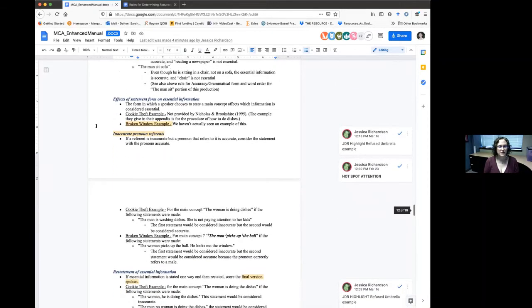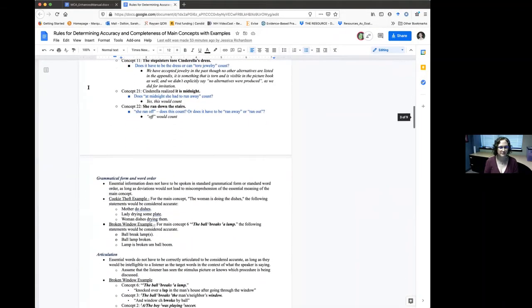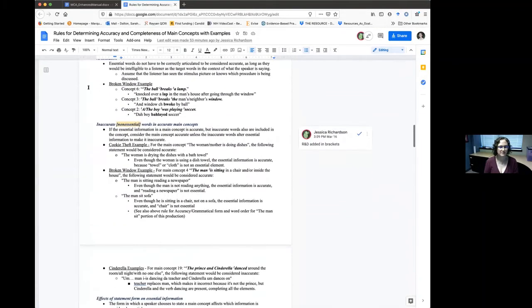The next rule is effects of statement form on essential information. This is where the form in which a speaker chooses to state a main concept affects what information is considered essential. This is not something that we've ever actually run into in the broken window story, but we do have an example from another story that we'll highlight here. And there wasn't even one that was provided for cookie theft, as you can see.